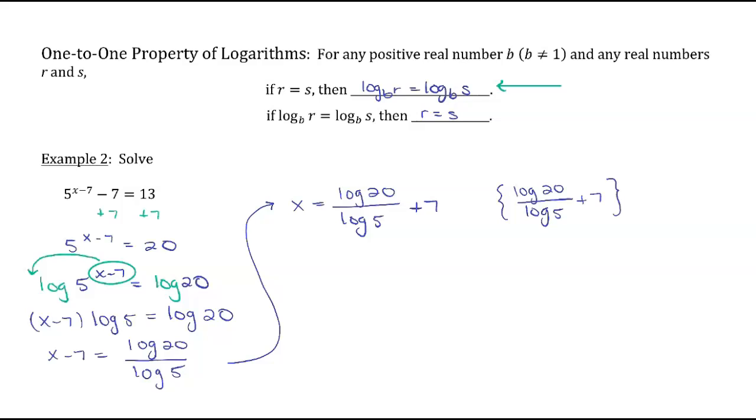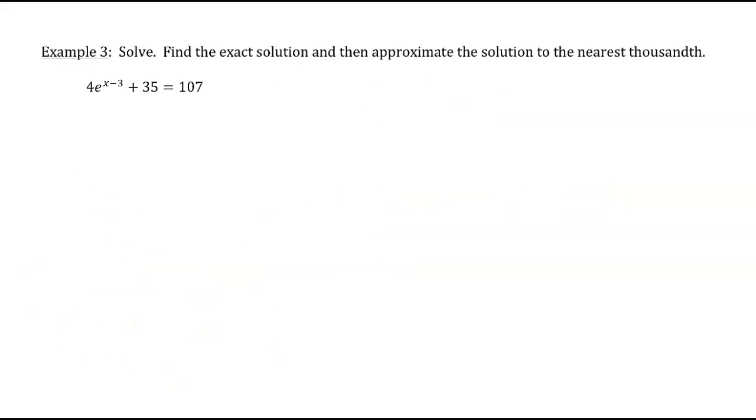Because we use log base 10, or the common logarithm. This is approximately equal to 8.861. Let's take a look at a similar example. In example 3, we once again have an exponential equation that we need to solve. We will first find the exact solution and then approximate the solution to the nearest thousandth.